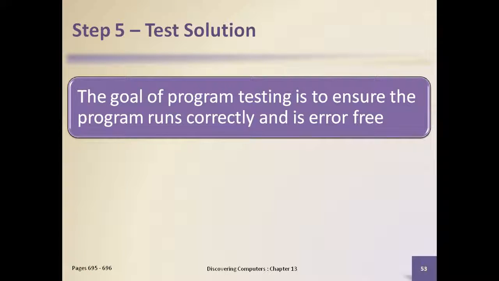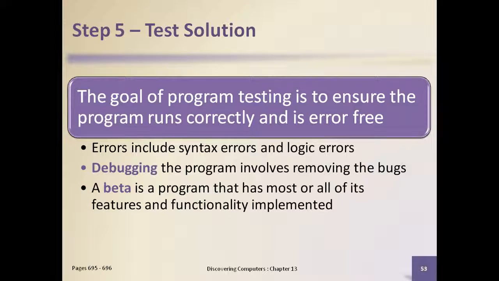Step 5. Test solution. The goal of program testing is to ensure the program is complete and is error-free. Errors include syntax errors and logic errors. Debugging the program involves removing the bugs. A beta is a program that has most or all of its features and functionality implemented.